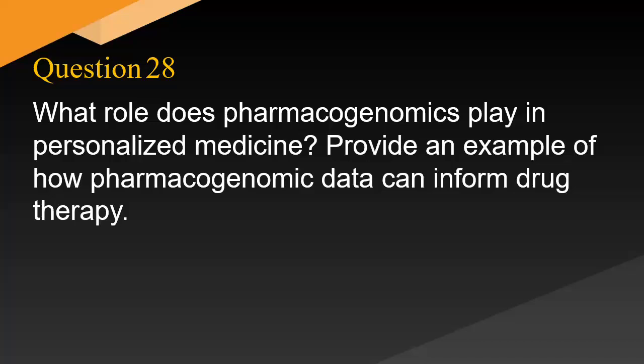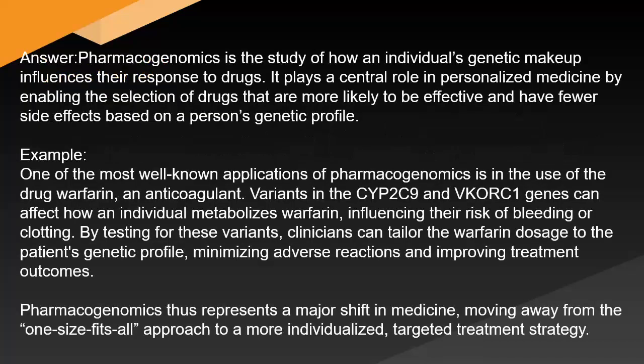What role does pharmacogenomics play in personalized medicine? Provide an example of how pharmacogenomic data can inform drug therapy. Answer: pharmacogenomics is the study of how an individual's genetic makeup influences their response to drugs. It plays a central role in personalized medicine by enabling the selection of drugs that are more likely to be effective and have fewer side effects based on a person's genetic profile.